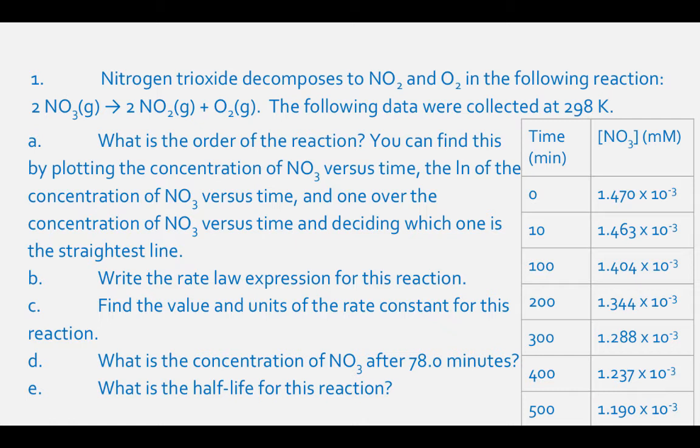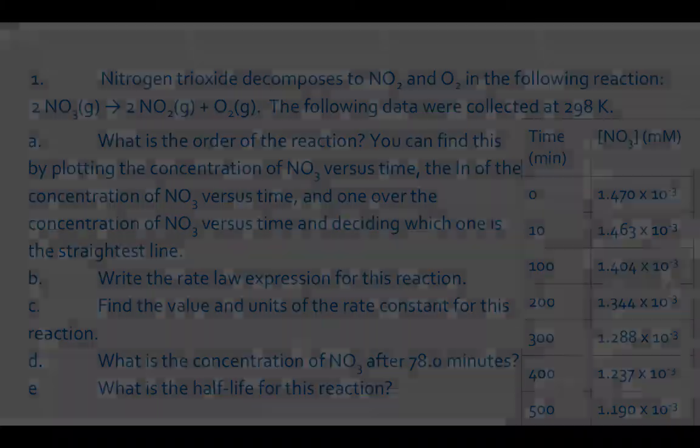You can find this by plotting the concentration of NO3 versus time, the natural log of the concentration of NO3 versus time, and 1 over the concentration of NO3 versus time, and deciding which one is the straight line. B. Write the rate law expression for this reaction. C. Find the value and units of the rate constant for this reaction. D. What is the concentration of NO3 after 78.0 minutes? E. What is the half-life for this reaction?